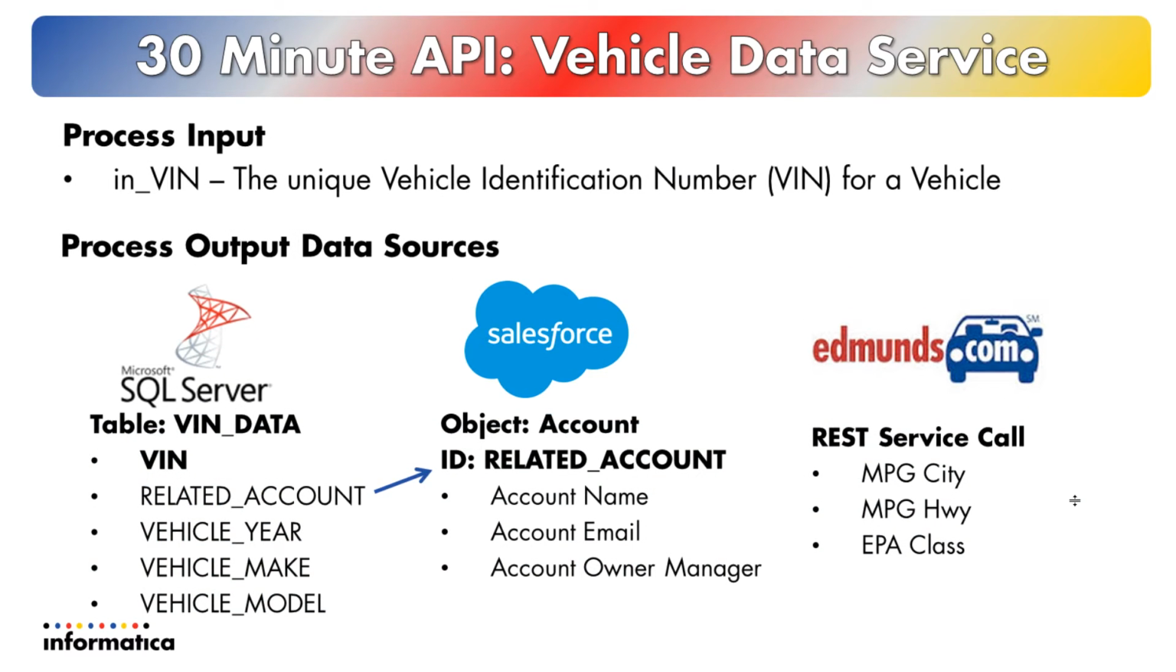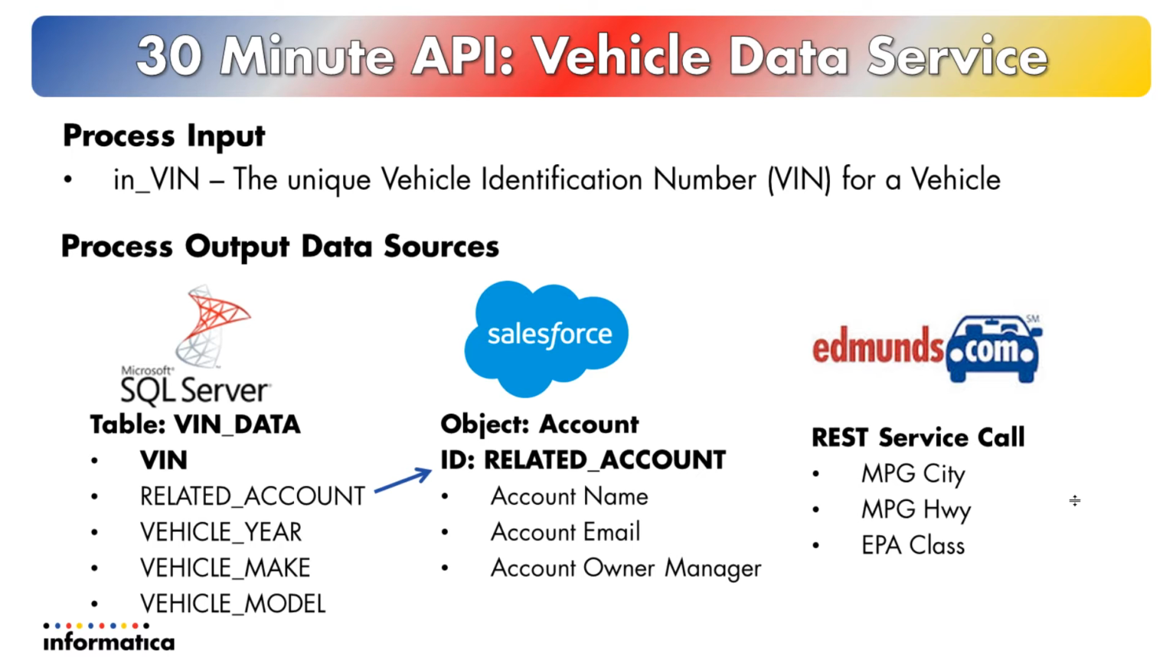Just to go through, our process input is going to be the VIN, or the unique vehicle identification number for a vehicle. And then our output data sources, once again, are going to be SQL Server. We've got a database table called VIN data that's got some information related to a VIN number, the related account, which is a Salesforce account, the vehicle year, make, and model.